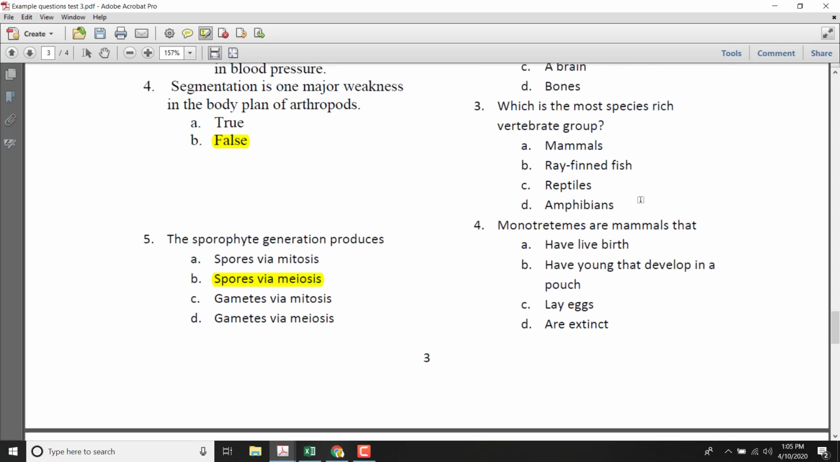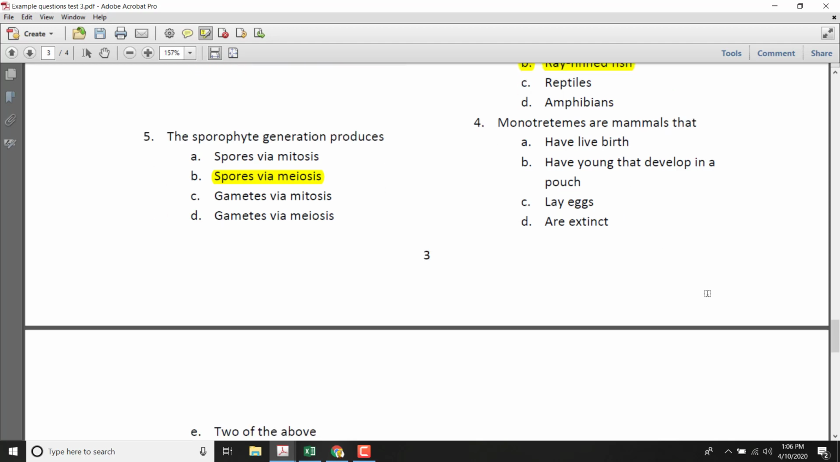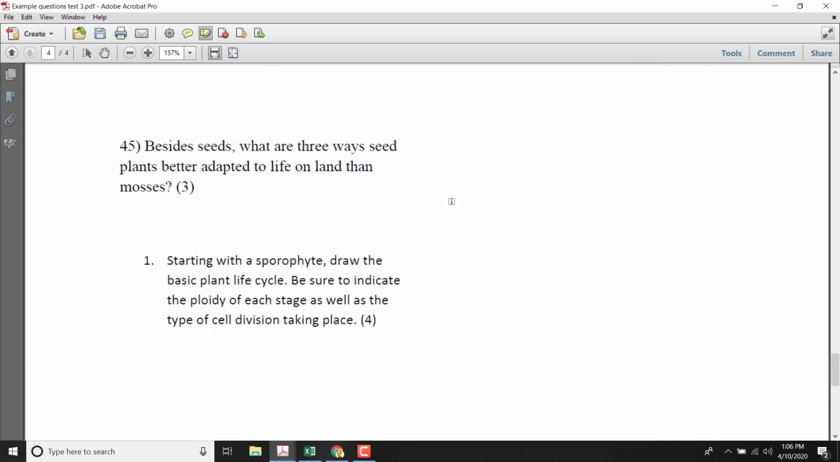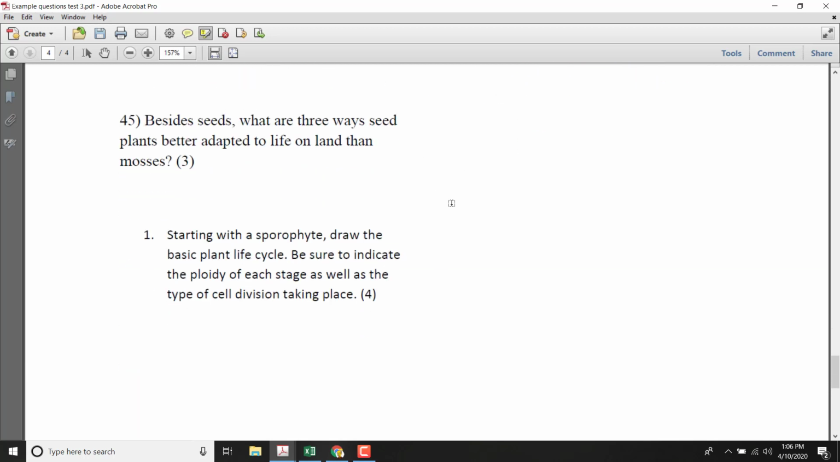Which of the following is the most species-rich vertebrate group? Species-rich vertebrate group, that would be the ray fin fish. Monotremes are mammals that, what? They have live birth? No. Have a pouch? No. They lay, nope, that's wrong. They're not extinct, but they do, they lay eggs. Most of them are extinct, but there are a couple around, like the duck-billed platypus and the echidna.